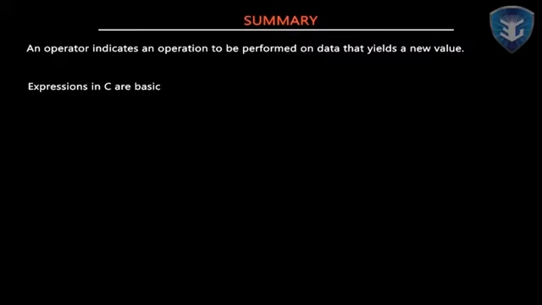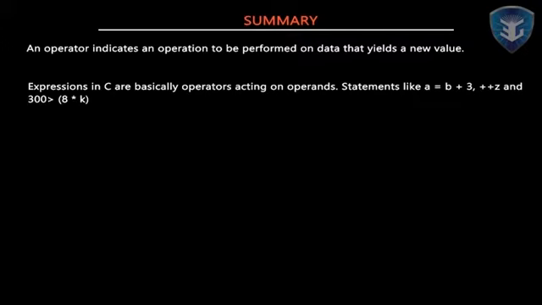Now in the end, let us summarize what we have learned in this lecture. An operator indicates an operation to be performed on data that yields a new value. Expressions in C are basically operators acting on operands. Statements like a = b + 3 + z and 300 > 8 * k are all expressions. A statement causes the computer to carry out some definite action.